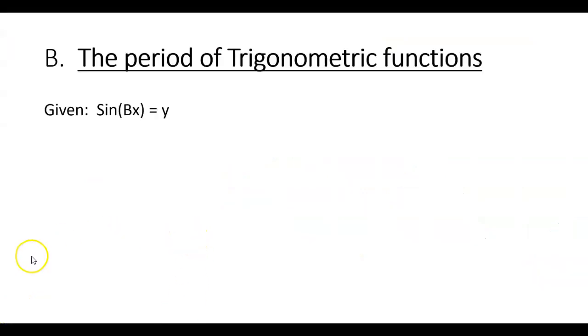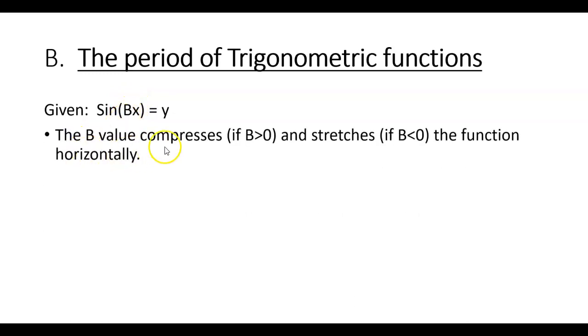So let's summarize that here in our notes. So if you have a trig function with some number multiplying the x, the b will compress if b is greater than 1. That shouldn't say 0, that should say 1. That's a typo. Let me fix that. Should be a 1 right there. And it stretches if b is less than 1.